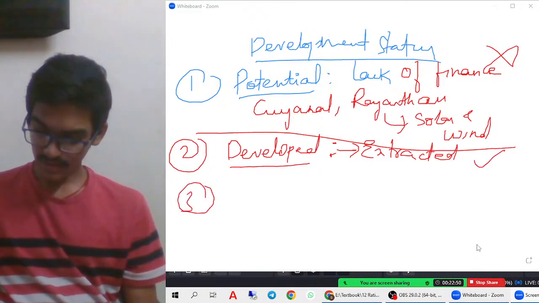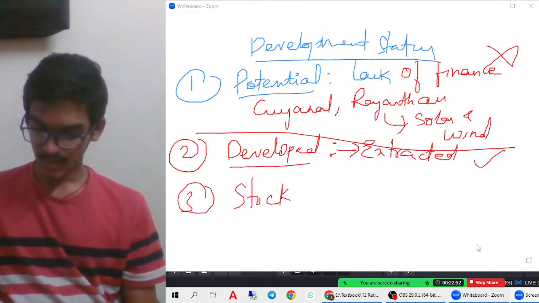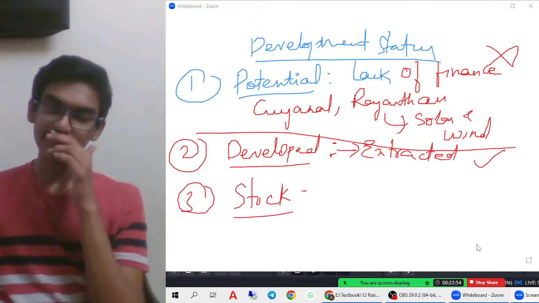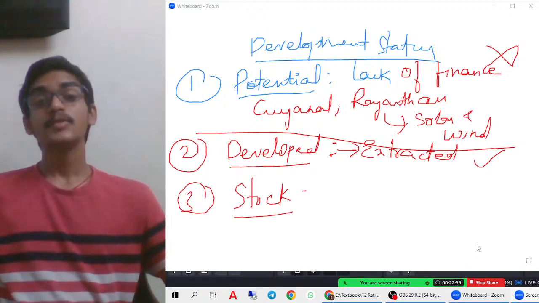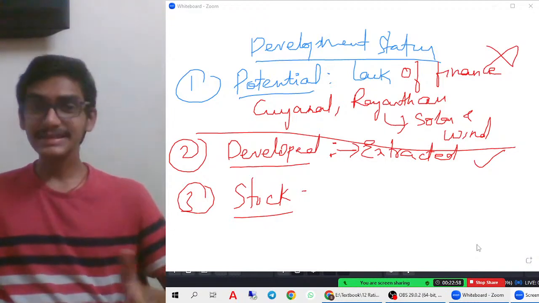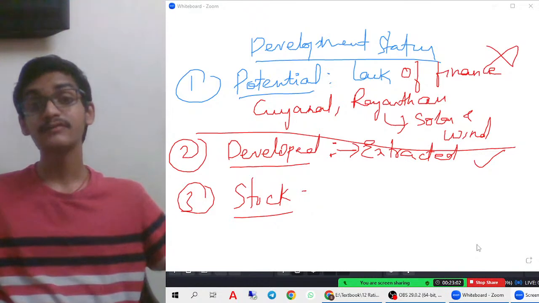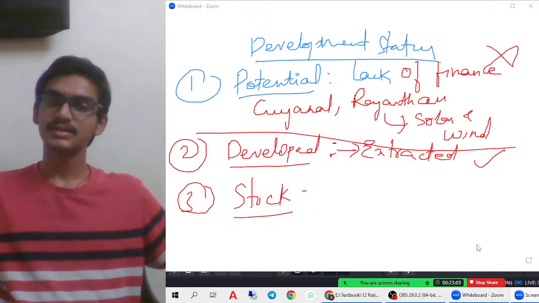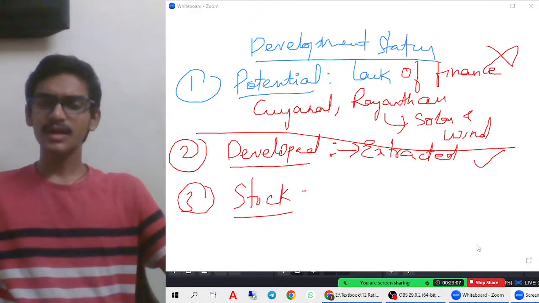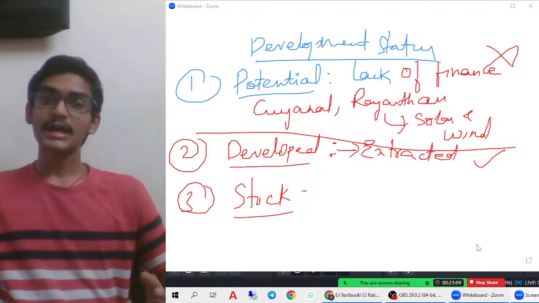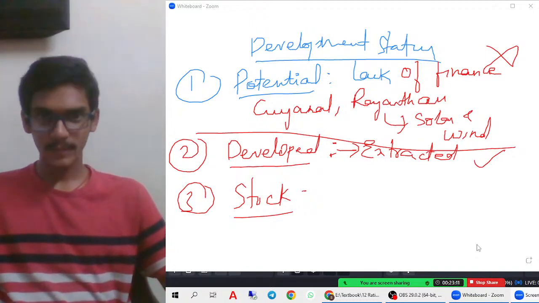The third most important thing is stock. In stock, the resources can be utilized by the present generations, but because of the lack of technology, they are not being utilized presently. Because of the lack of technology and lack of machinery, they are not being used. That is called stock.